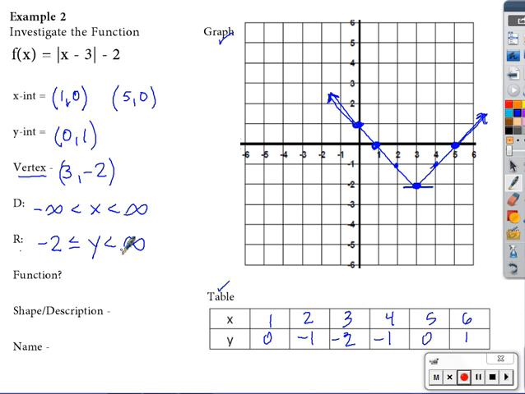Is it a function? Does it pass the vertical line test? Yes, my calculator graphed it too. It is a V shape. All right. And last, its name is absolute value.